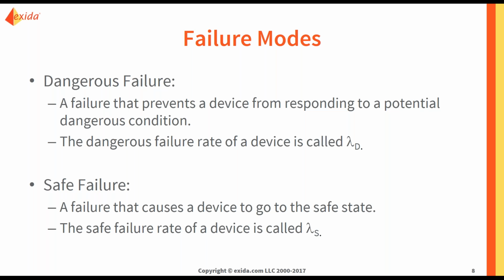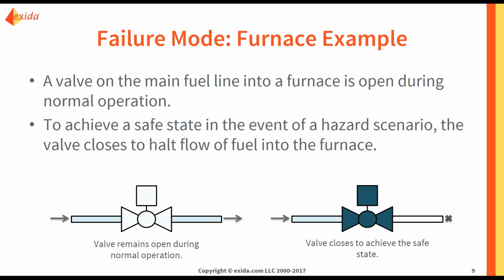However, safe failures are pretty important too. A safe failure is defined as a failure that causes a device to go to the safe state. This is most likely going to trip your plant, and as a result, you have loss of production for some sort of downtime. A safe failure rate is often symbolized using lambda S. So let's give an example of these two.